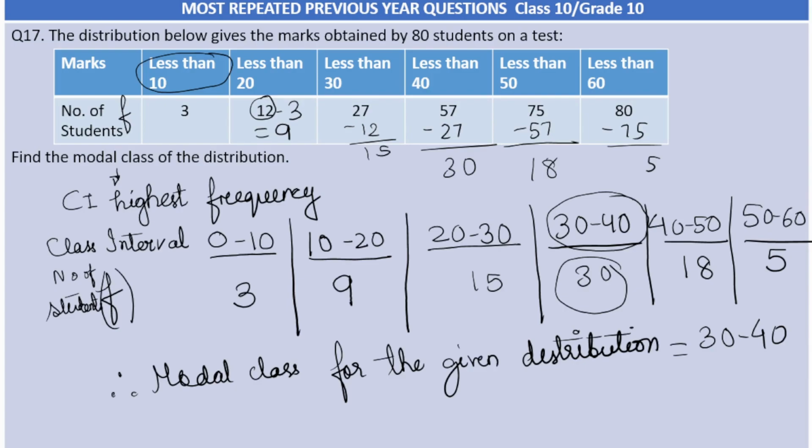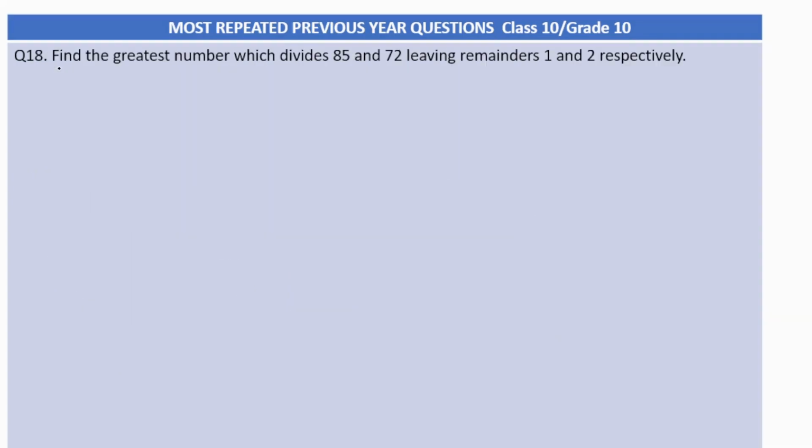Let's move to the next question. Now let's start with this question. Find the greatest number which divides 85 and 72, leaving remainders 1 and 2 respectively.